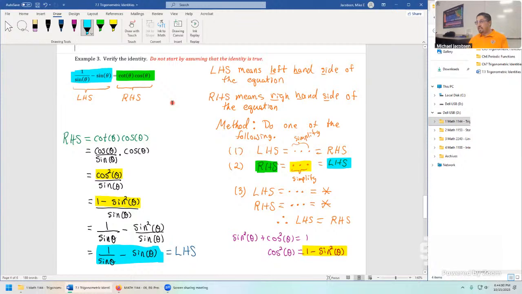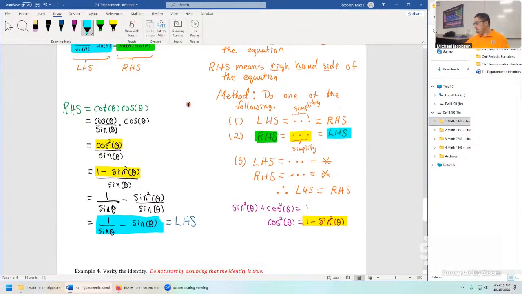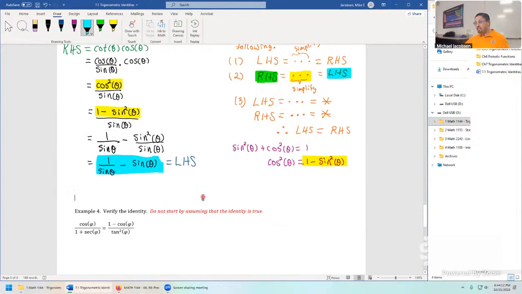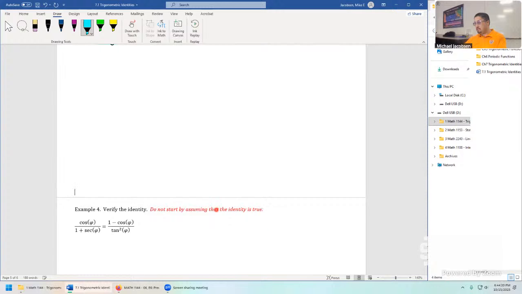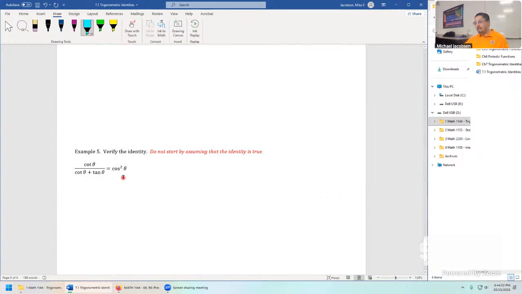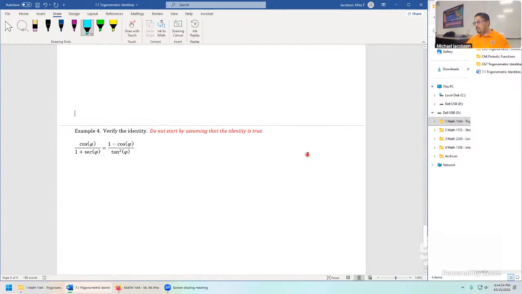Another reason is equation solving. Sometimes one equation is easier to solve than the other. That's just a harder thing to see on this one. This one's a pretty random looking identity. Well, we'll try it again with this next one. Example 4, verify this identity. Then we'll try it again on example 5, the very next identity.